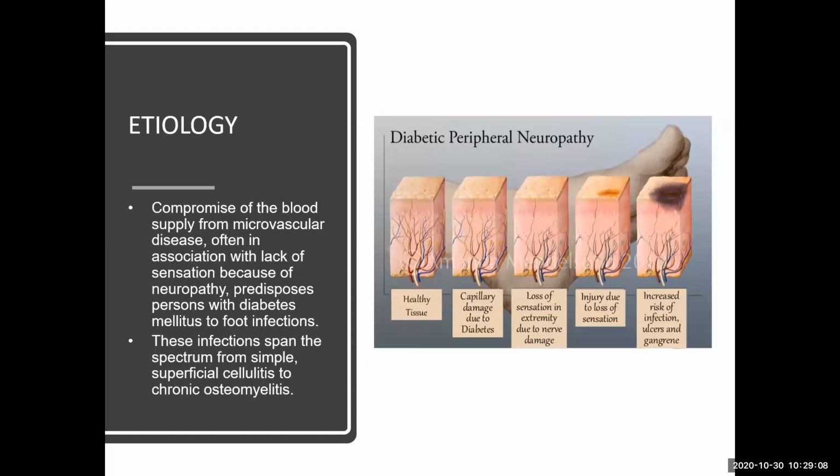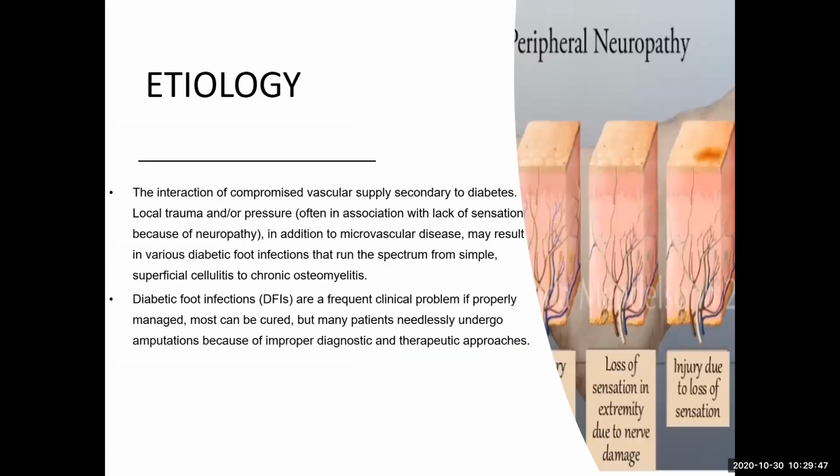In addition to lack of sensation, which is called neuropathy, both of them will lead to the syndrome of diabetic foot. Loss of sensation, of course, we have capillary damage due to diabetes and the loss of sensation of the extremity, and the injury due to loss of sensation, and then infection will be very high, okay, and then gangrene will ensue. The span between simple and superficial cellulitis to chronic osteomyelitis can be very fast, can be very slow. We have to observe the patient.